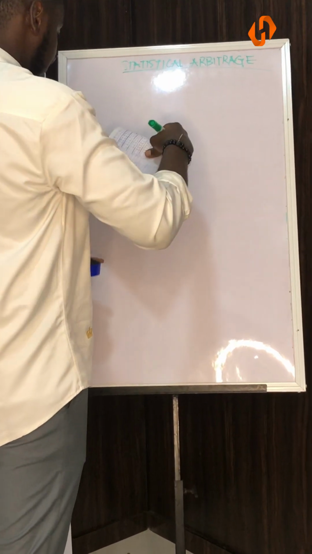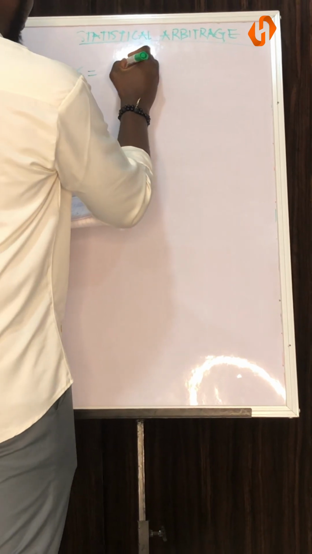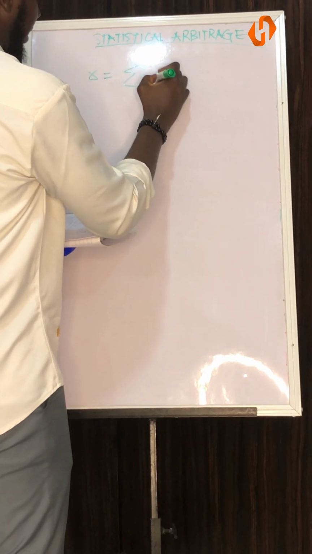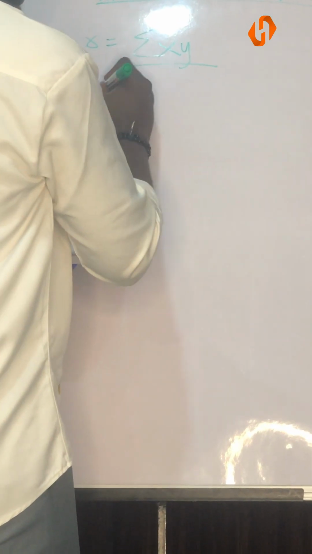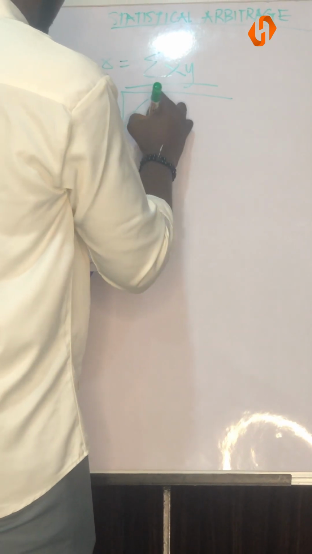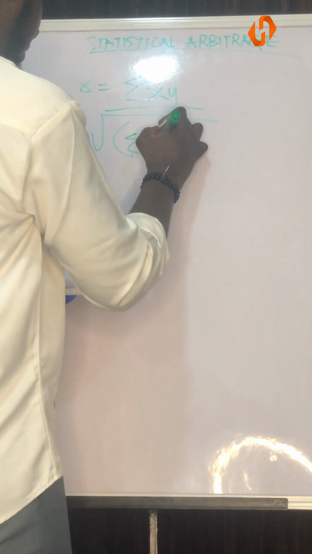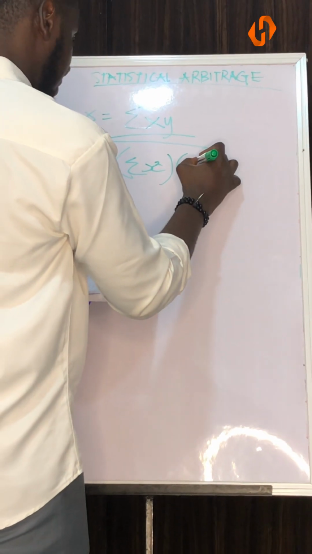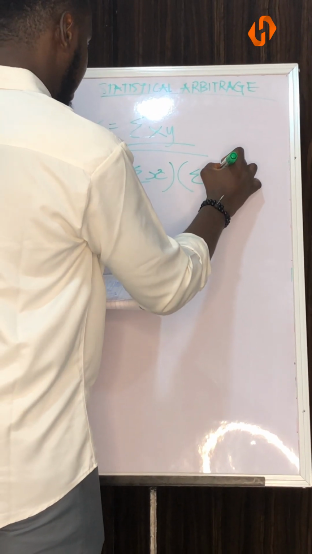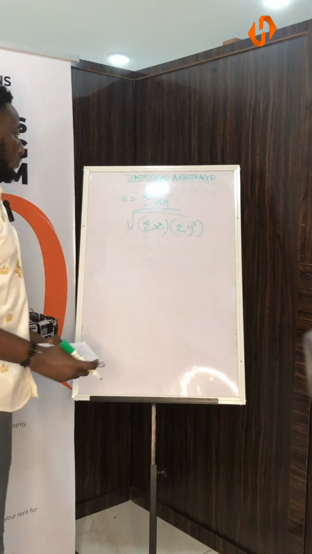So we have R equals summation X Y all over the root of brackets summation X square, brackets, summation Y square. So this is our formula, the Pearson's correlation formula for today.